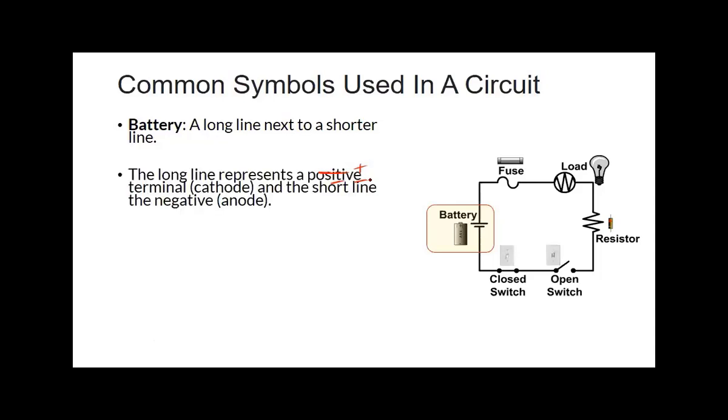So with the battery, we're going to have a long side, and I'm just going to write it in here. The long side is a positive terminal. The shorter side is going to be a negative terminal. Often, we might have two batteries. Go ahead and do this as well. This would be two batteries. What do you think I'm going to have to do if I want three batteries?